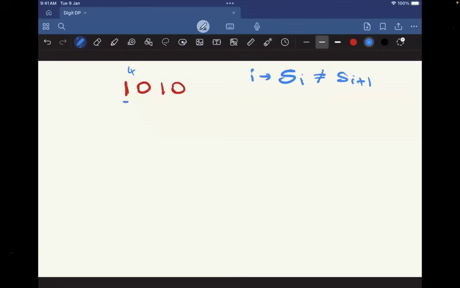Now, if I remove this index, the string becomes 101, and my answer gets increased by 2 because this is a valid index and this is a valid index. Now, let's say I remove this again, my string becomes 10. I add 1 to my answer. Let's say then I remove this, I add 0 to my answer.